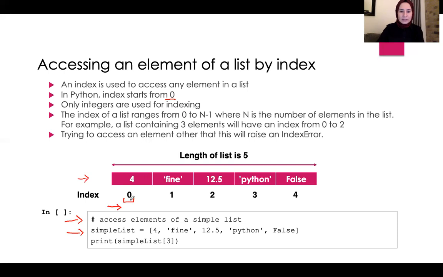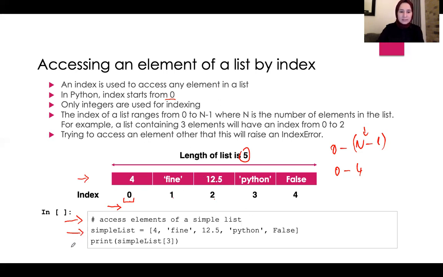So the first element is 0, the second one is 1, and the next one is 2, and it goes so on. So the index of a list ranges from 0 to n minus 1. So n here is the number of elements in the list. As the number of elements in this list is 5, therefore the range of this list is 0 to 4, right? And so it is possible that you can access any element of this list using this index number.